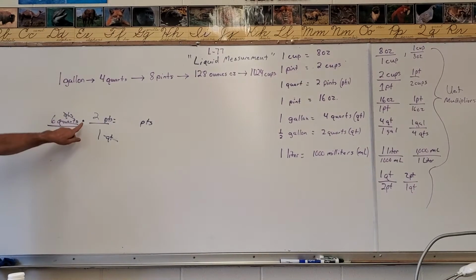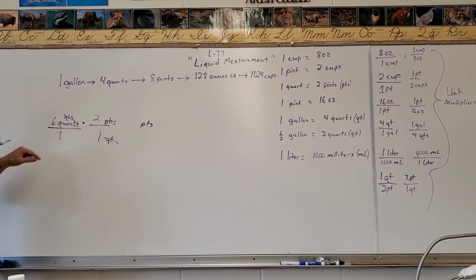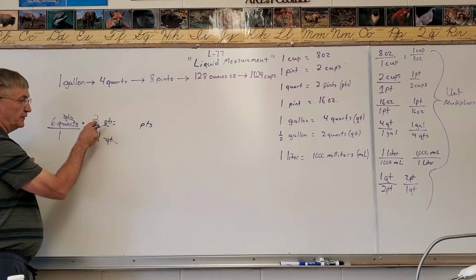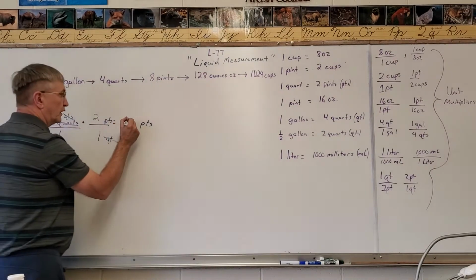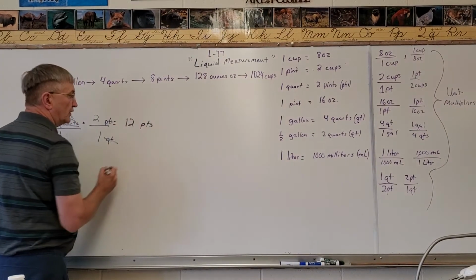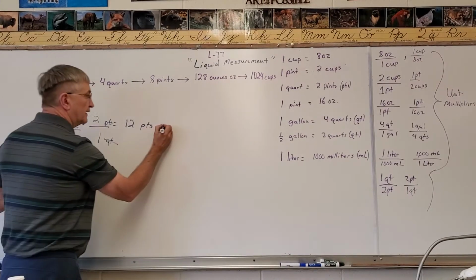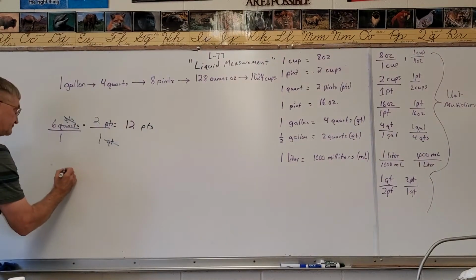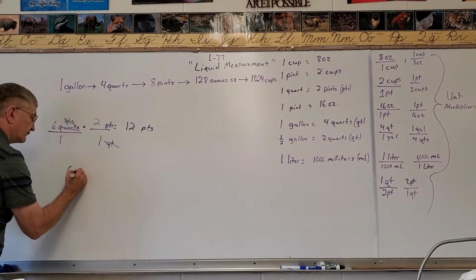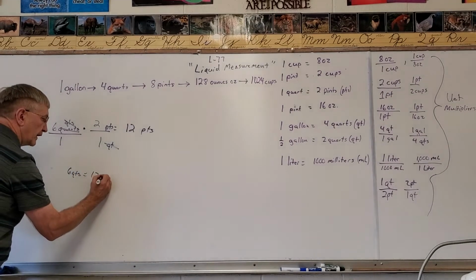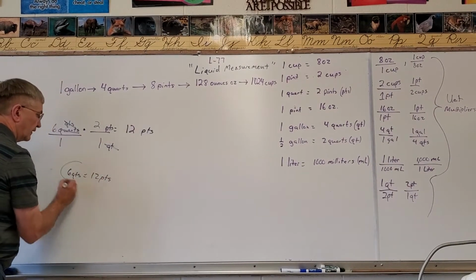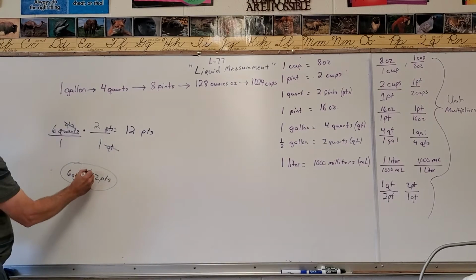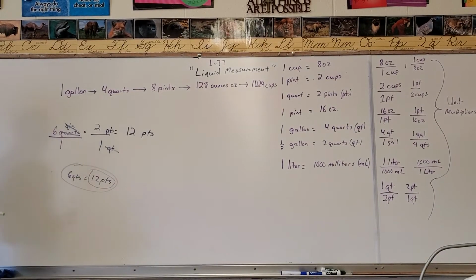Now we're ready to do the operation, which is multiply. 6 times 2 equals 12 pints. So my final answer is 6 quarts equals 12 pints. Or in the answer column, you just put 12 pints.